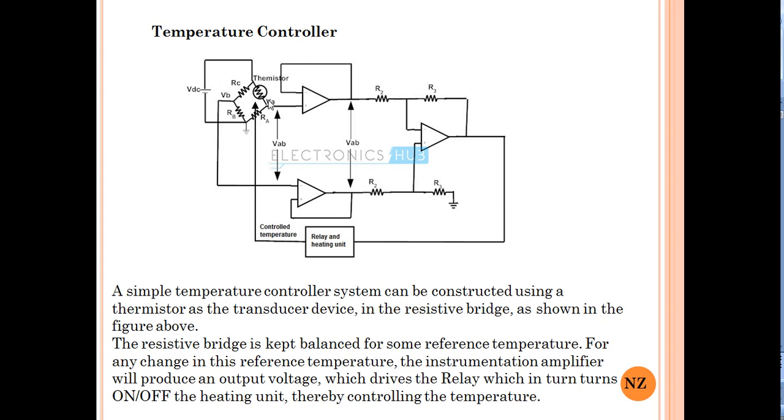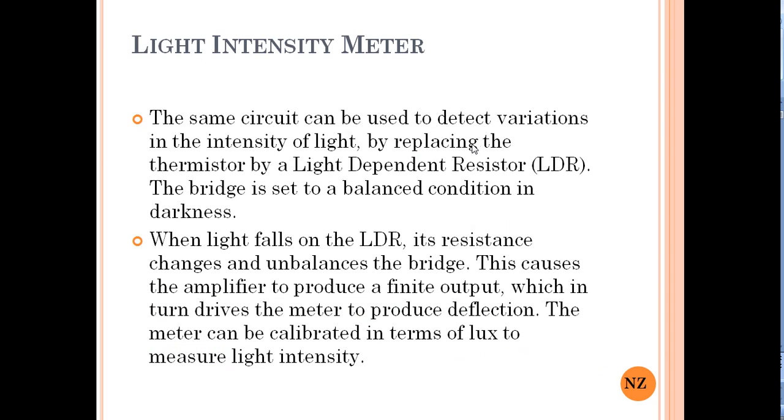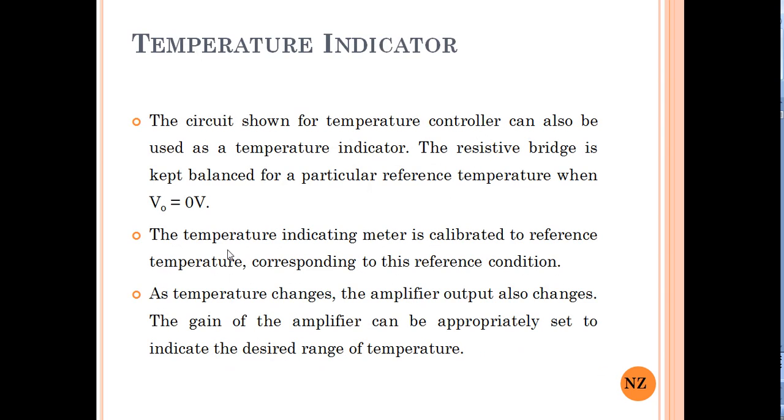Now as the temperature increases or decreases, according to the reference voltage, if there is a change in the temperature, what happens? There will be change in this particular bridge. So it creates unbalance and then provides the input to these particular amplifiers, and then in turn there is some voltage present at the output. So the temperature indicating meter is calibrated to reference temperature corresponding to this reference condition.